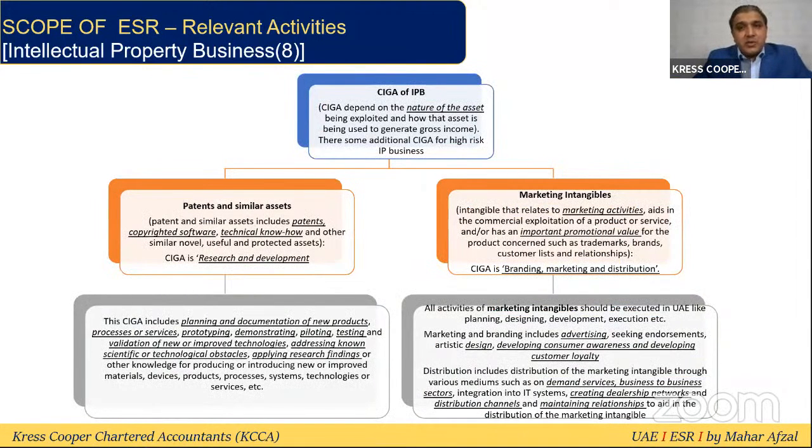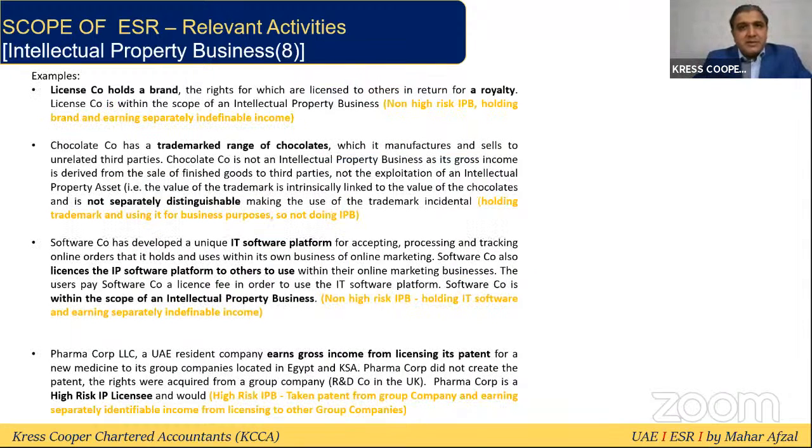CIGA for the intellectual property business. CIGA says that if the intellectual property asset is a patent or similar asset, then the CIGA will be research and development. If the intellectual property asset is a marketing intangible, then the CIGA, the core income generating activity, would be branding, marketing, and distribution. These are the examples: the licensee company holds a brand, a non-high risk IP business, and from this the licensee is getting a royalty. Yes, non-high risk business because they have the rights which they license to others for a royalty.